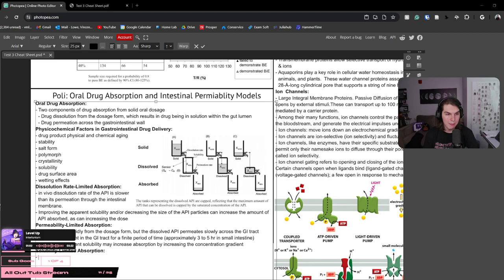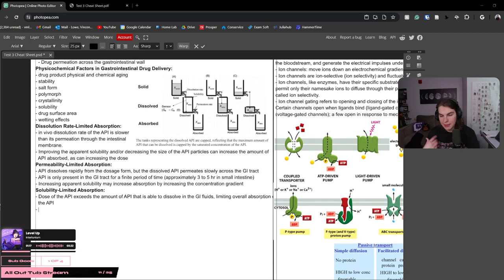So the dose of API exceeds the amount of API that is able to dissolve. Essentially, when we have solubility limited absorption, it's saturation. This is what we were talking about a little bit earlier with saturation. It's unable to have more of it dissolve into the GI fluids, because the dose exceeds the amount that's able to dissolve. Words are hard, y'all.